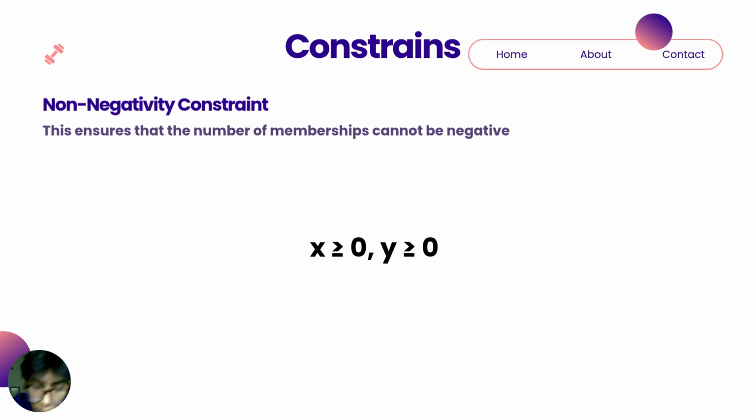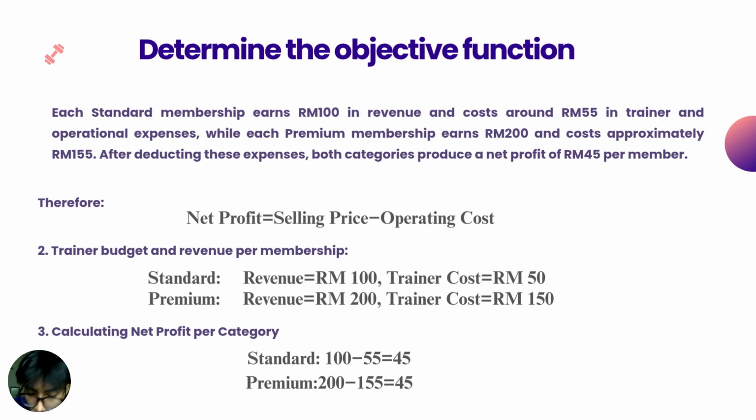Alright, so let's look at our last constraint. It is the non-negativity constraint. This ensures that the number of memberships cannot be negative. So x ≥ 0 and y ≥ 0, because we can't sell negative memberships.